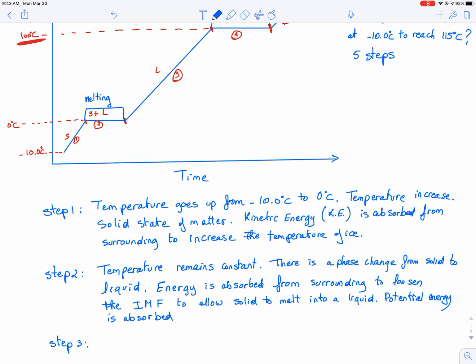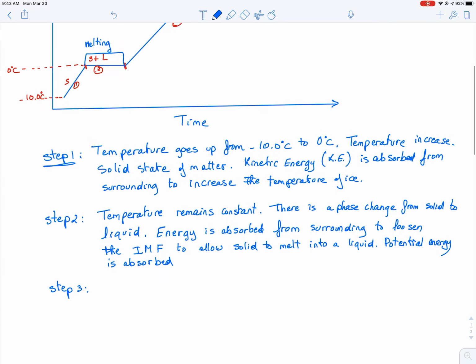Here the temperature goes up again, but this time it's the temperature of the liquid that is going up. We know the temperature increases. We know we have a state of matter that is liquid, and the kinetic energy is absorbed from surrounding to increase the temperature of the liquid. So it's very similar to step 1, except that the state of matter is different, the temperatures are different, but it's really the same idea.